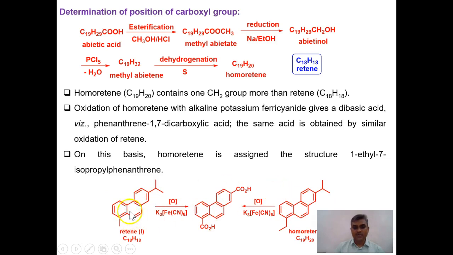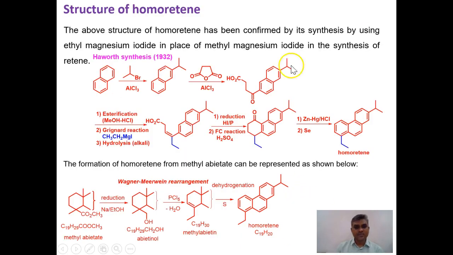Retene contains one carbon atom less than homoretene. Therefore, one may assume that here is our additional carbon atom, an ethyl group, and that is the structure of homoretene. Further support for the structure of homoretene comes from the Haworth synthesis, which is very similar to the synthesis of retene, except that instead of methyl magnesium iodide, ethyl magnesium iodide was employed.